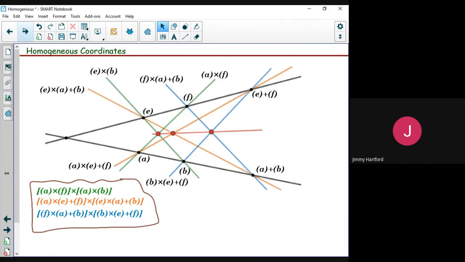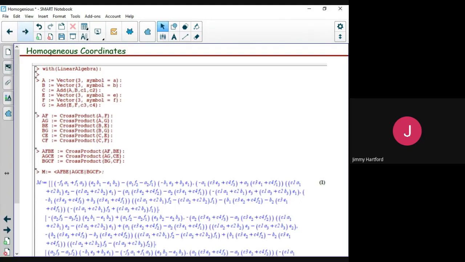In fact, I created a Maple program that calculated this out. I started off with 6 points, just as I labeled them here. They're represented by a vector, which is just a list, which is all we've established so far. Point A is going to be a list of A's, B is going to be a list of B's, C is going to be the combination of A and B, E and F are going to be lists of E's and F's, and G is going to be some combination of E and F.